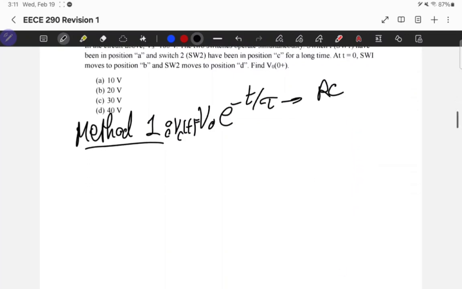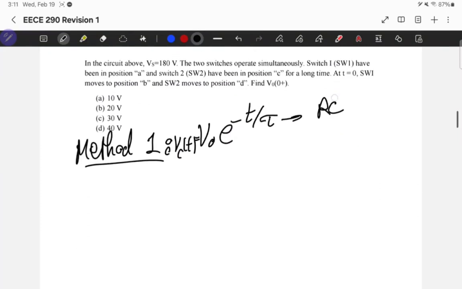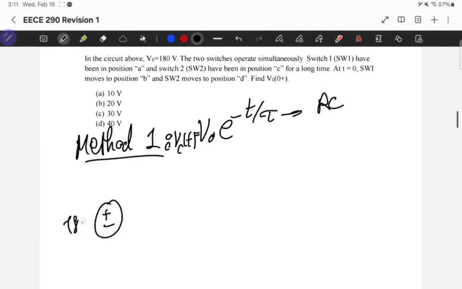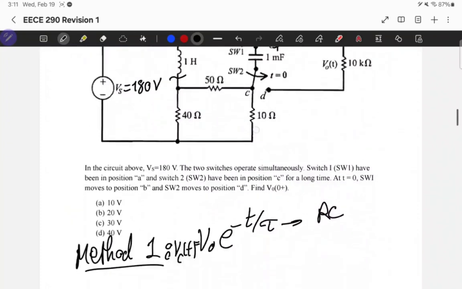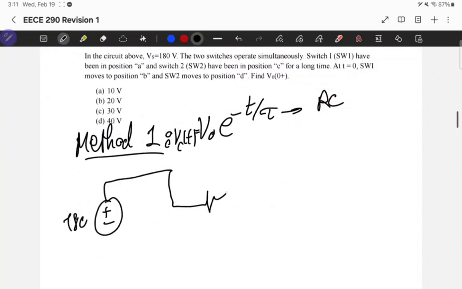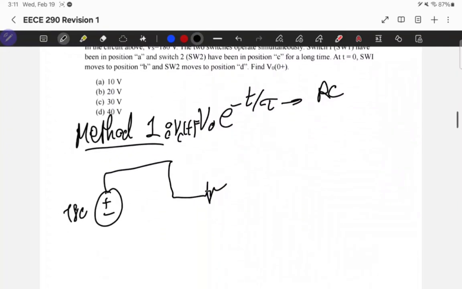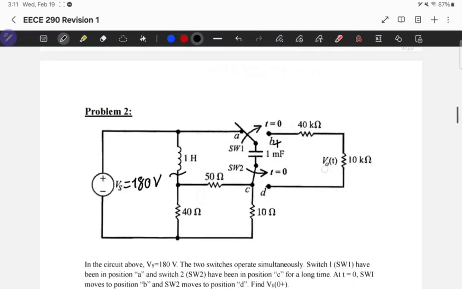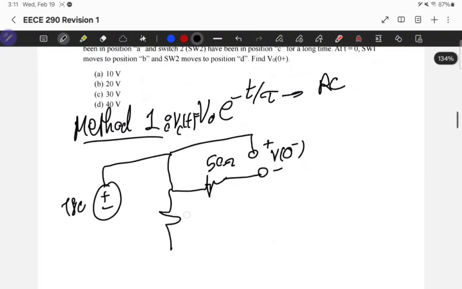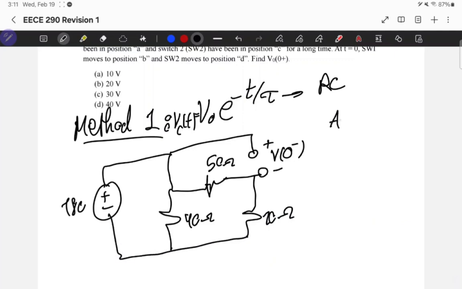Okay, so initially, before switching, we have the circuit looking like this: plus minus 180, a short circuit, resistor 50 ohms. This is an open circuit, which is the capacitor, which is what I need exactly, V at 0 minus. Okay, we have 40 ohm, and we have 10 ohm. This is at time equals 0 minus.